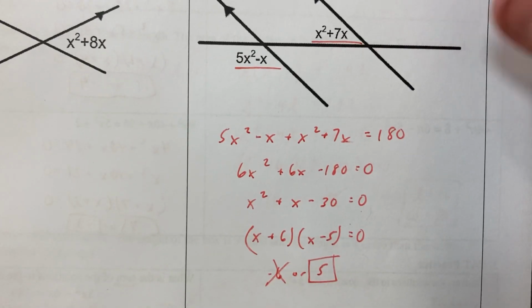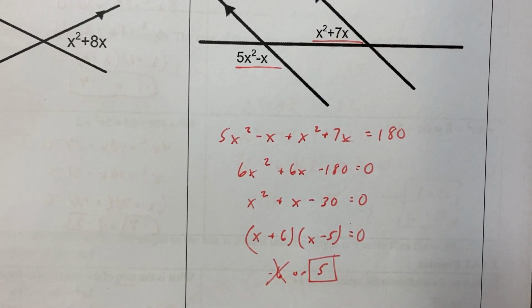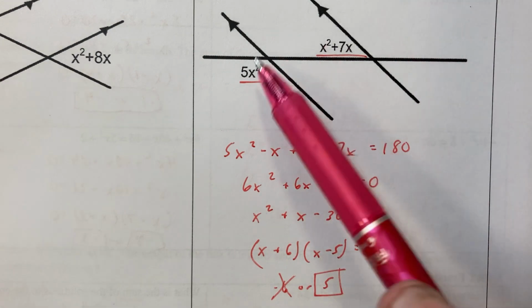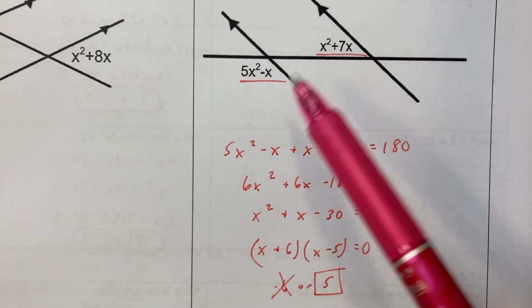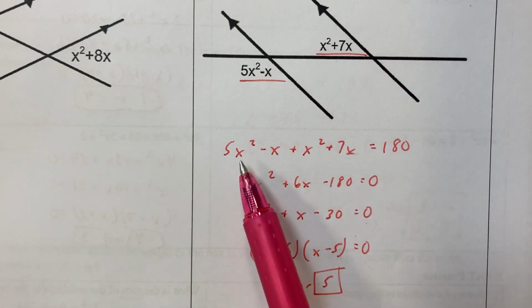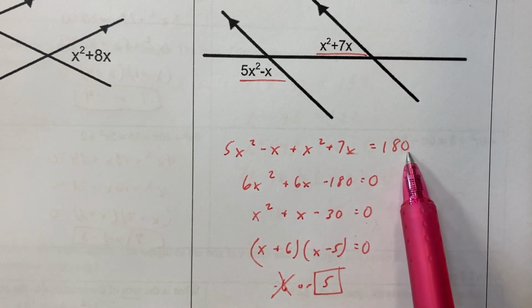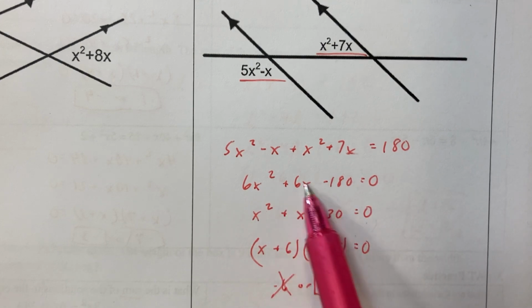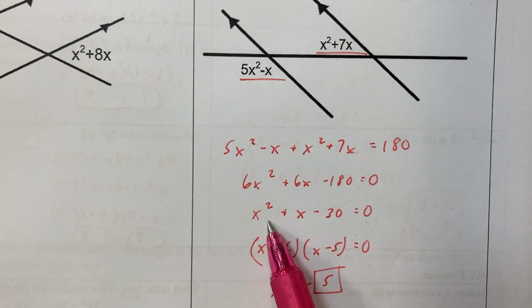Next problem. You've got the parallel lines. So either the angles in this picture are equal or they add to 180. This is an obtuse, this is acute. Therefore, they cannot be equal. They add to 180. So we're going to add them to 180, put into standard form, bring that 180 over, get rid of this 6, and factor.